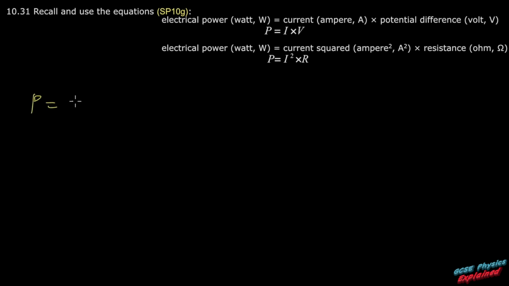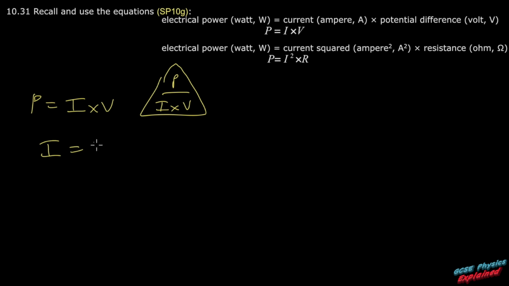So if we go P equals I times by V, you should know how to rearrange these equations by now. So that would just be I times by V on the bottom. P would go on the top, cover up what you're looking for. So I would equal P over V. V would equal P over I. They'll just give you the numbers and bang them in.